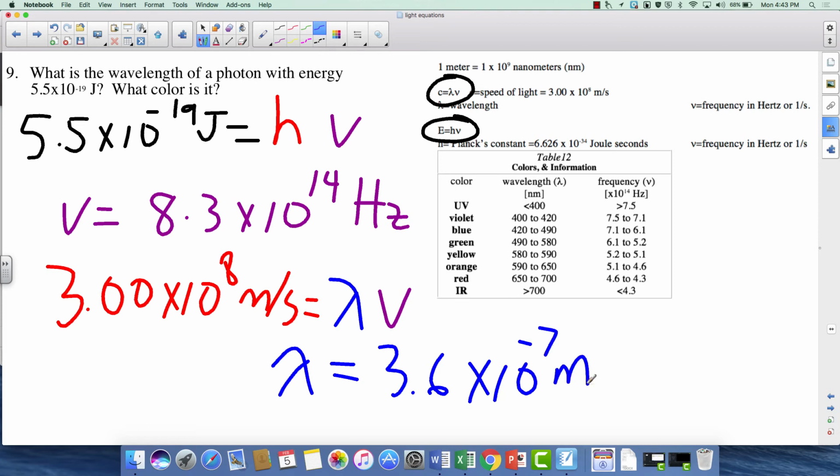For the last time, we have to find the color. You could use the frequency, you could use the wavelength. 8.3 times 10 to the 14th is going to be ultraviolet. To finish our time together, I'll write the color in a lovely slate blue.